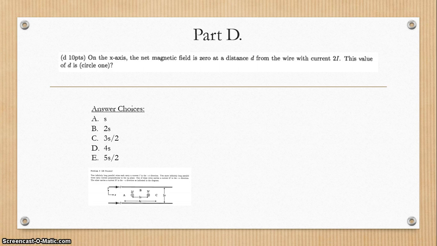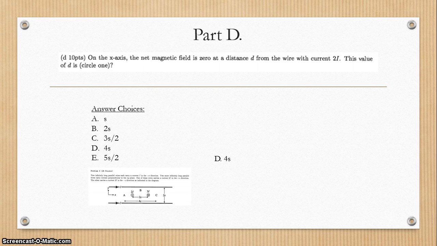Now in part D, there's a little bit more steps involved than just using the right-hand rule or the Biot-Savart law. It's realizing that where the magnetic field is equal to 0 is where the two fields are balanced. So you have to set the sum of each field equal to 0.